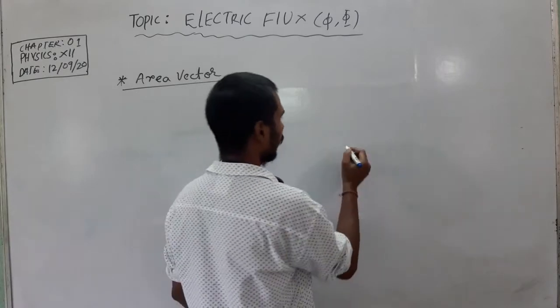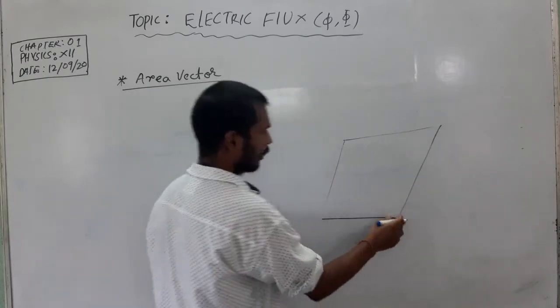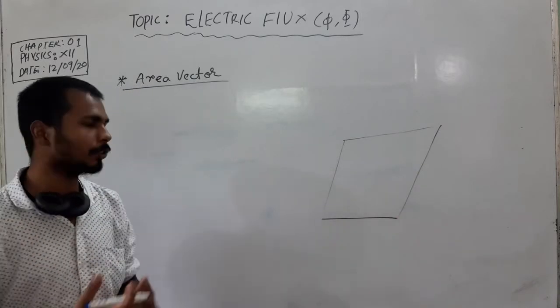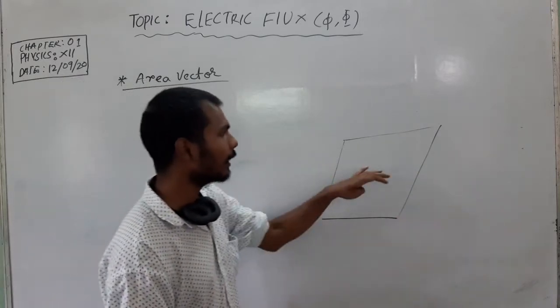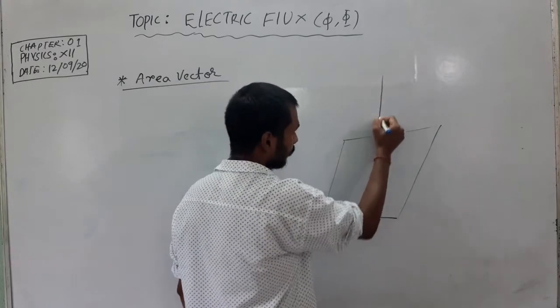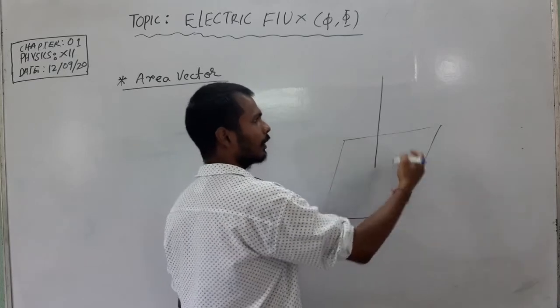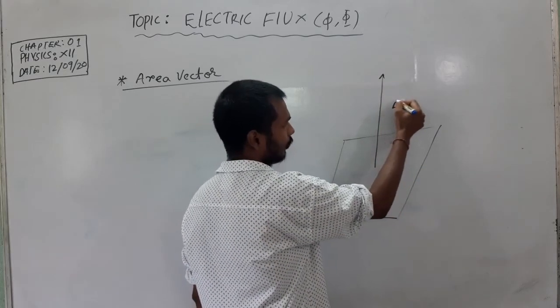So, let us consider an area. This is an area. Now, area vector is that vector which is perpendicular to the plane of the area. So this is the plane of the area. Now you draw a perpendicular. This perpendicular is perpendicular to the plane of the area. This is called area vector.